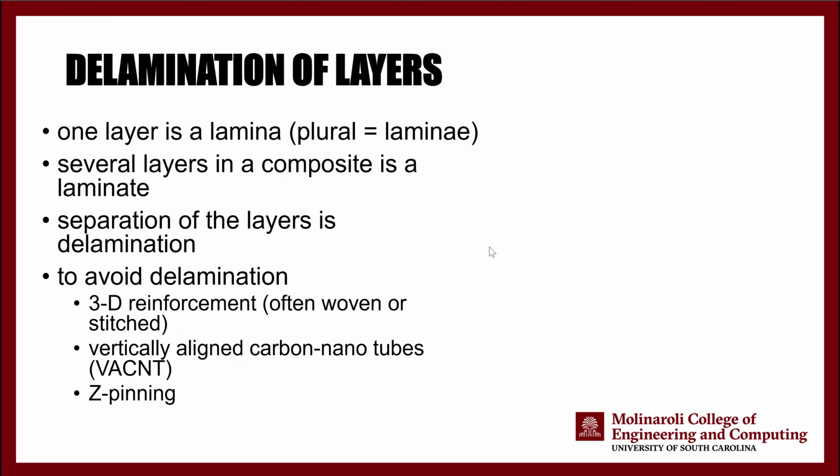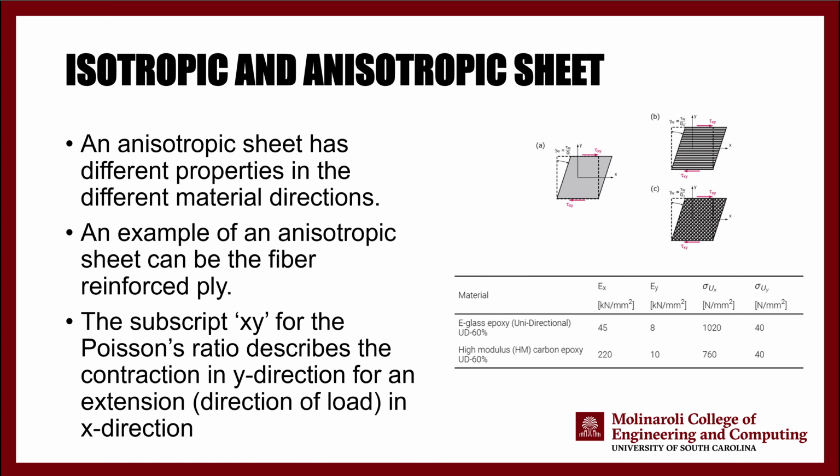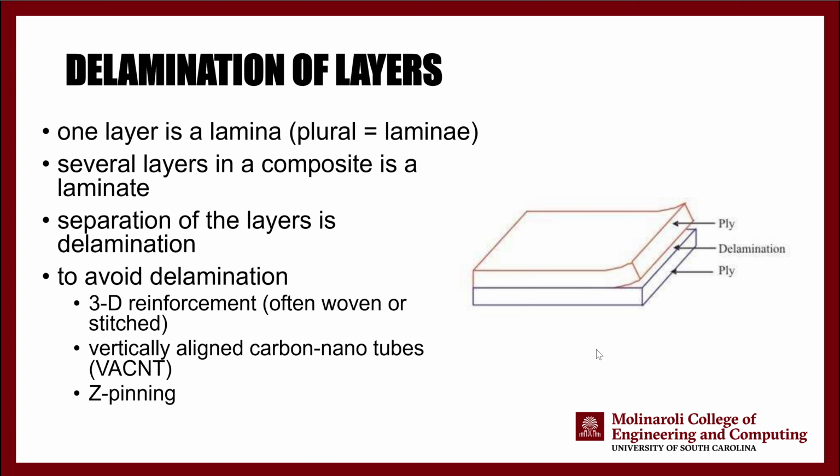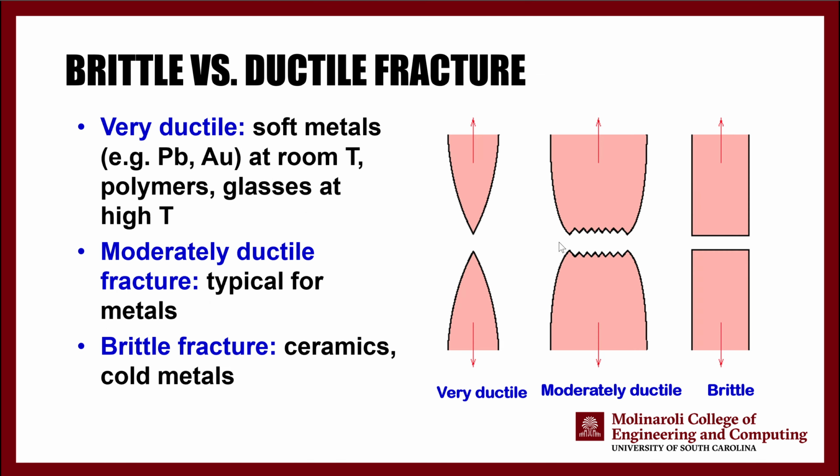One type of fracture that we might see is called delamination of the layers. These materials are usually made up of a lot of layers that are put on top of each other, and if you apply a level of stress, they might delaminate, meaning that these laminas will separate from each other before the actual breakage of the fiber. To avoid these delaminations, we can add 3D reinforcements, or we can have vertically aligned carbon nanotubes. Essentially, we can make sure that this material is stronger in this direction as well, so that the delamination won't occur.